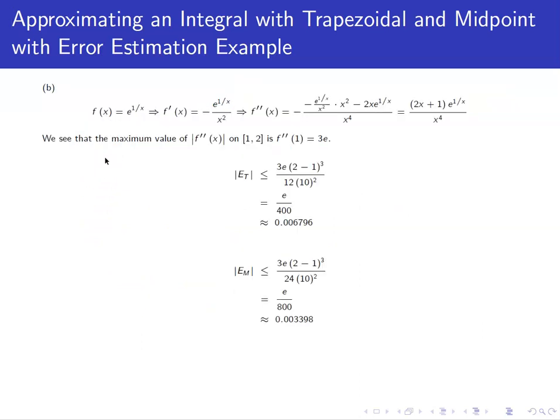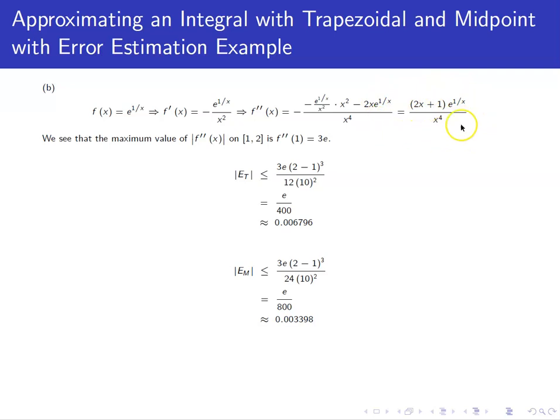Using the error formulas for the trapezoidal and midpoint rules, or the upper bounds for the errors on the trapezoidal and midpoint rules, we need to calculate how big the second derivative can be on the interval that we are looking at. So the first thing we'll do is take the second derivative, and that's what this computation is here. We have to use the chain rule for the first derivative, use a quotient rule for the second derivative, and simplify. You should get (2x plus 1) times e to the 1 over x, all over x to the fourth.